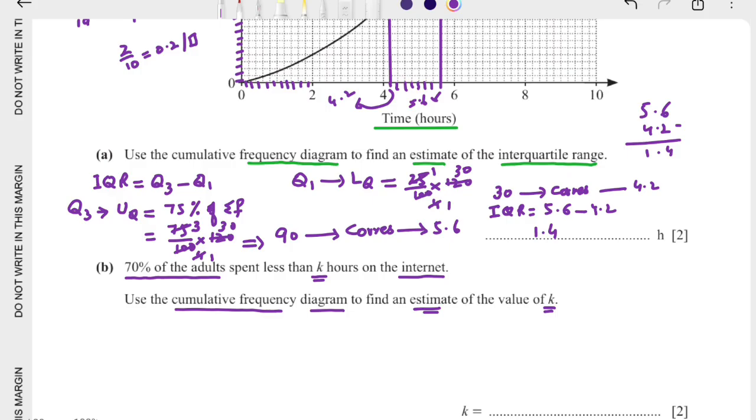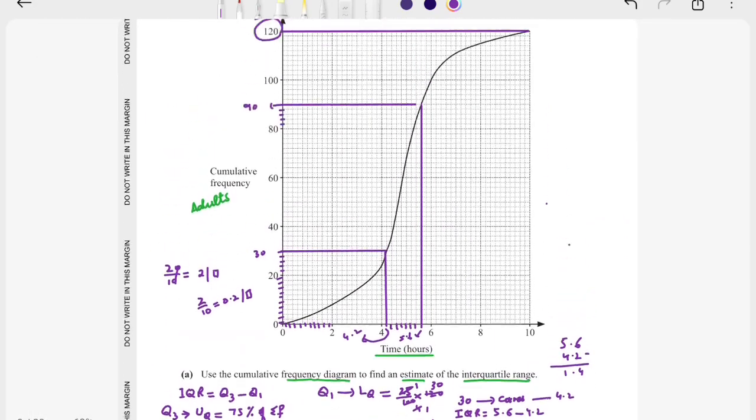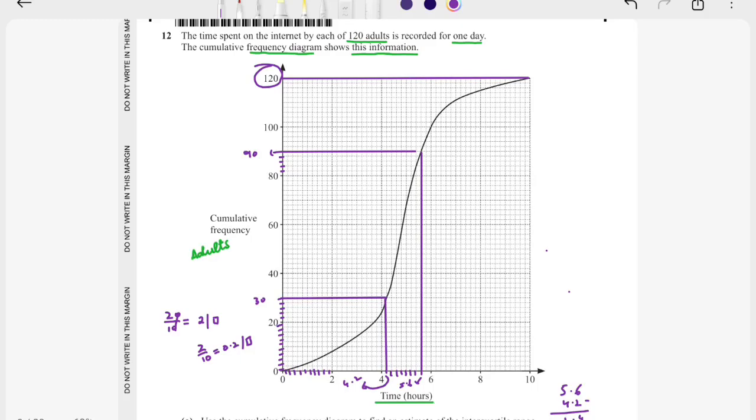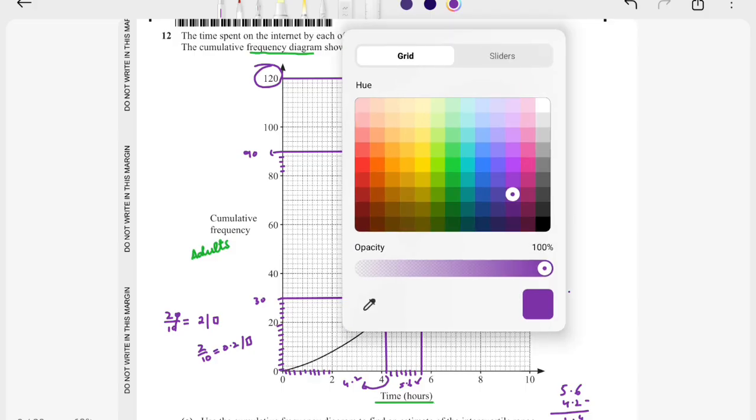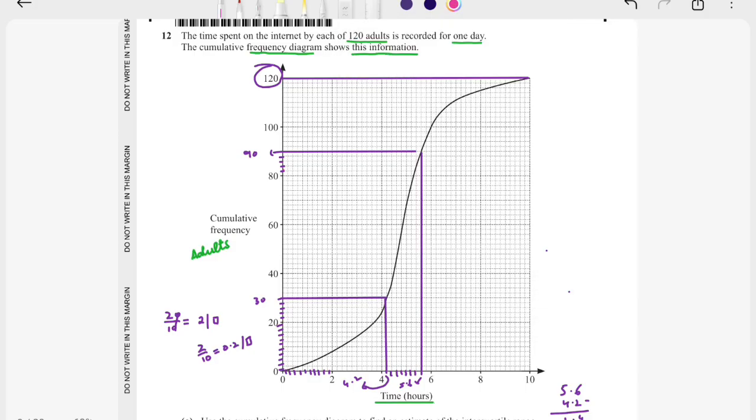Firstly, we will find out 70% of adults. So it would be 70 over 100 times 120. So 0 will cut by 0. This 0 will cut by 0. So 7 times 12 is equal to 84. Now we have to observe the value against 84. So it will be 82 and 84. 84 would be here, probably here.